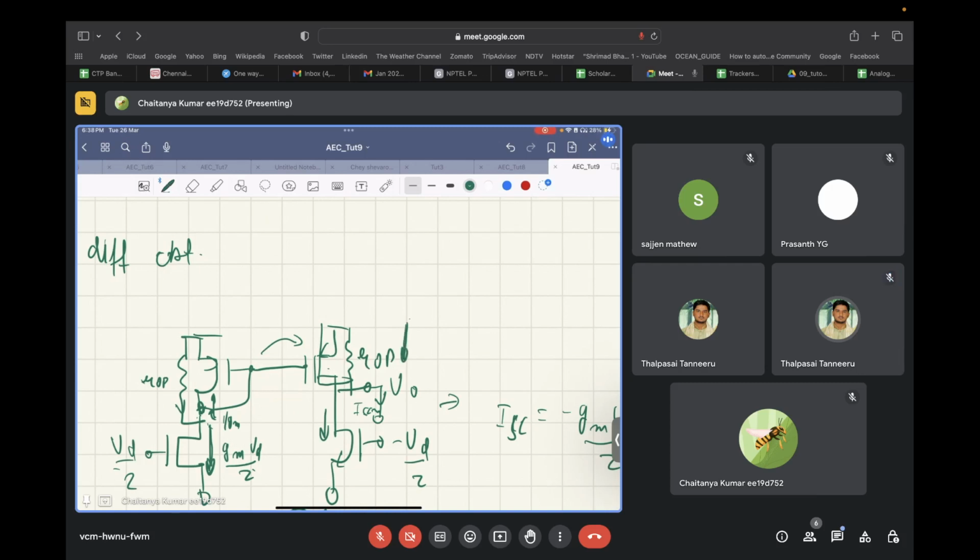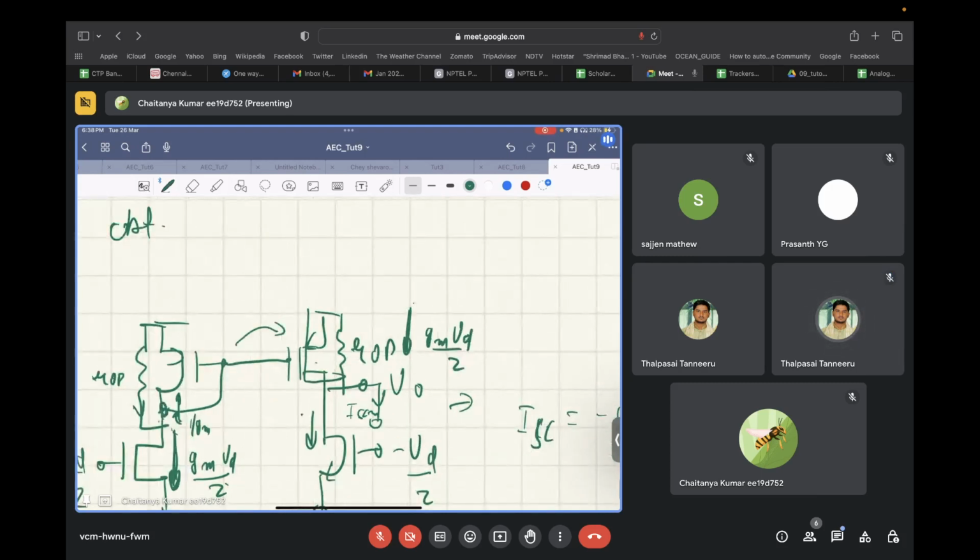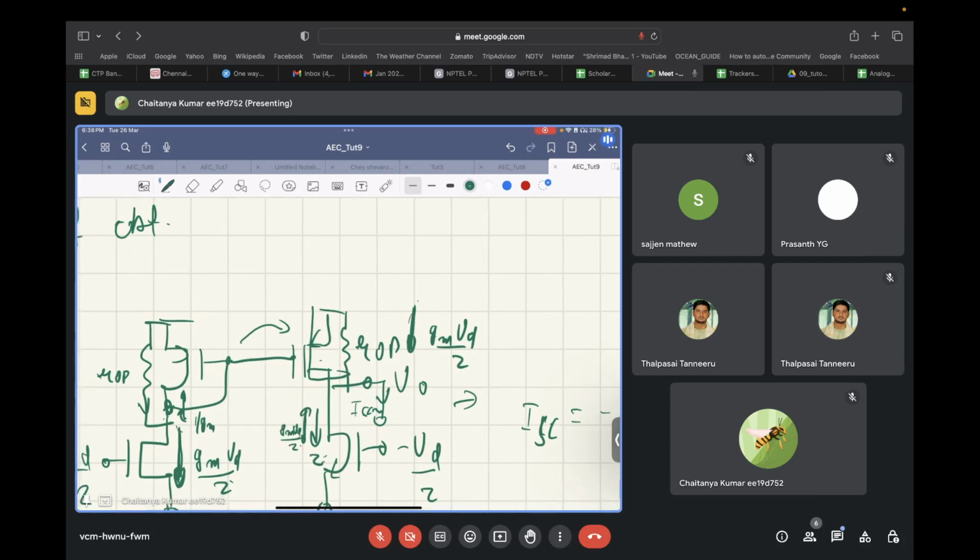Okay, so the current that will be pushed from here will be Gm Vd by 2, the same as the current that was being pulled. A current of minus Gm Vd by 2 is being pulled by transistor 2. That means this current is pushing Gm Vd by 2 inside. So Gm Vd by 2 is being pushed from the upper PMOS side, and Gm Vd by 2 is being pushed from the NMOS side.